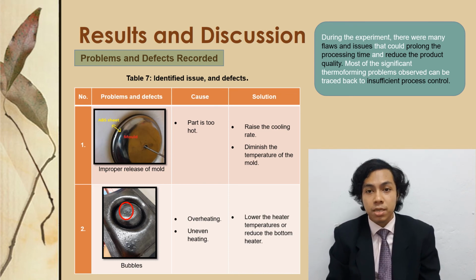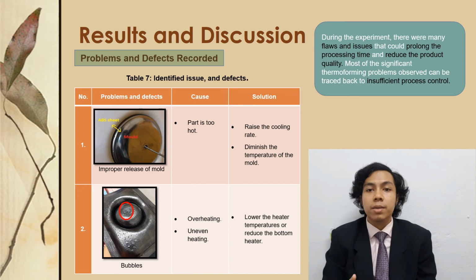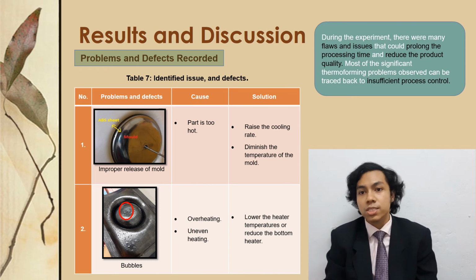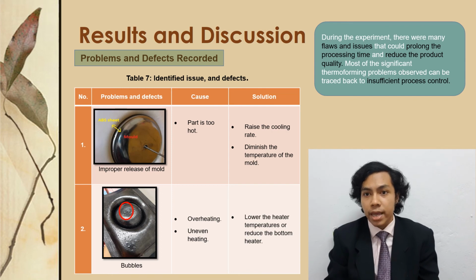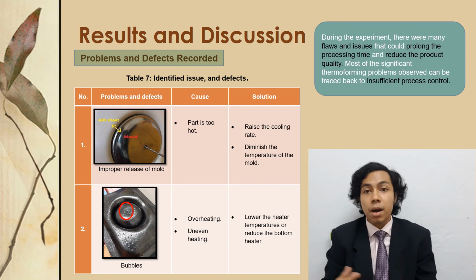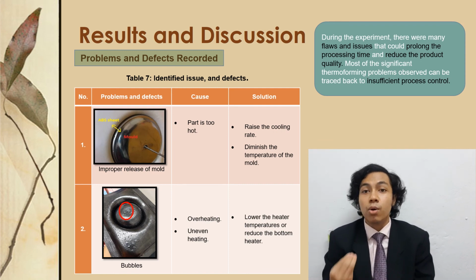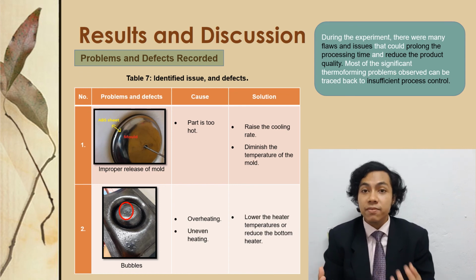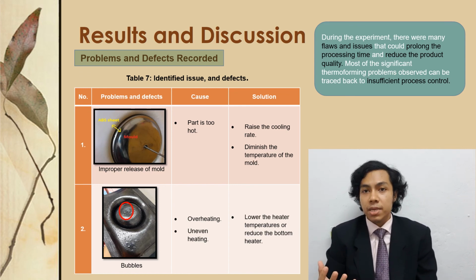Table 7 provides a list of thermoforming flaws and deformities along with the suggested course of action to fix or remove processing problems. For example, number 1, the problem and defect present is the improper release of mold, which is caused by the part being too hot, and the solution is to raise the cooling rate or diminish the temperature of the mold. Second is the bubble present on the concave or the convex part, which is caused by overheating of the part or uneven heating of the part. It can be prevented by lowering the heater temperature or reducing the bottom heater.